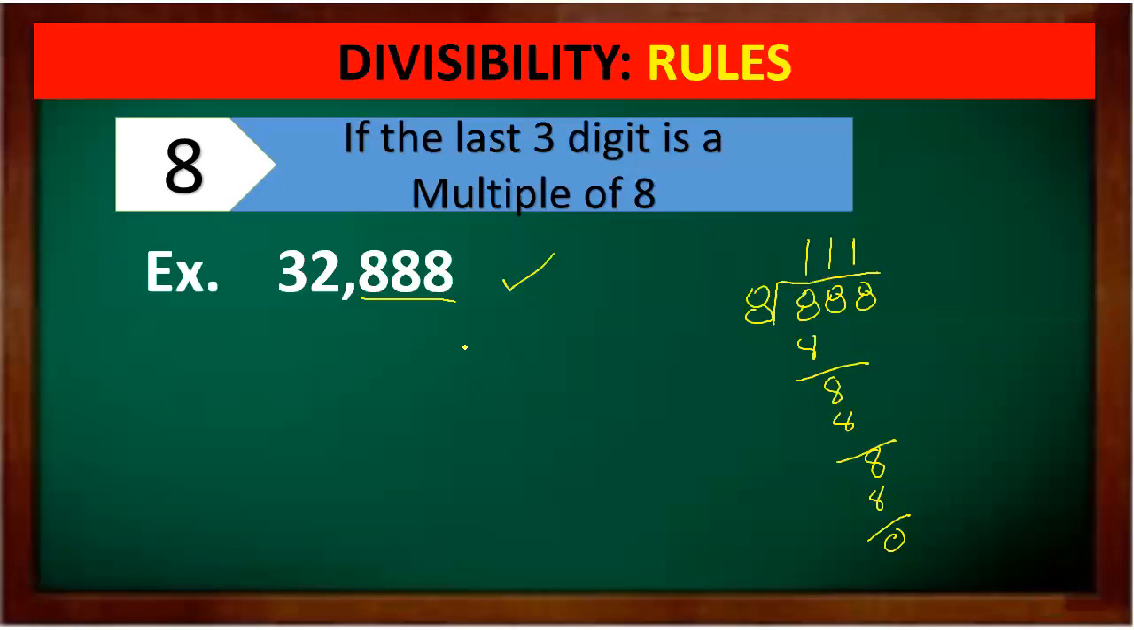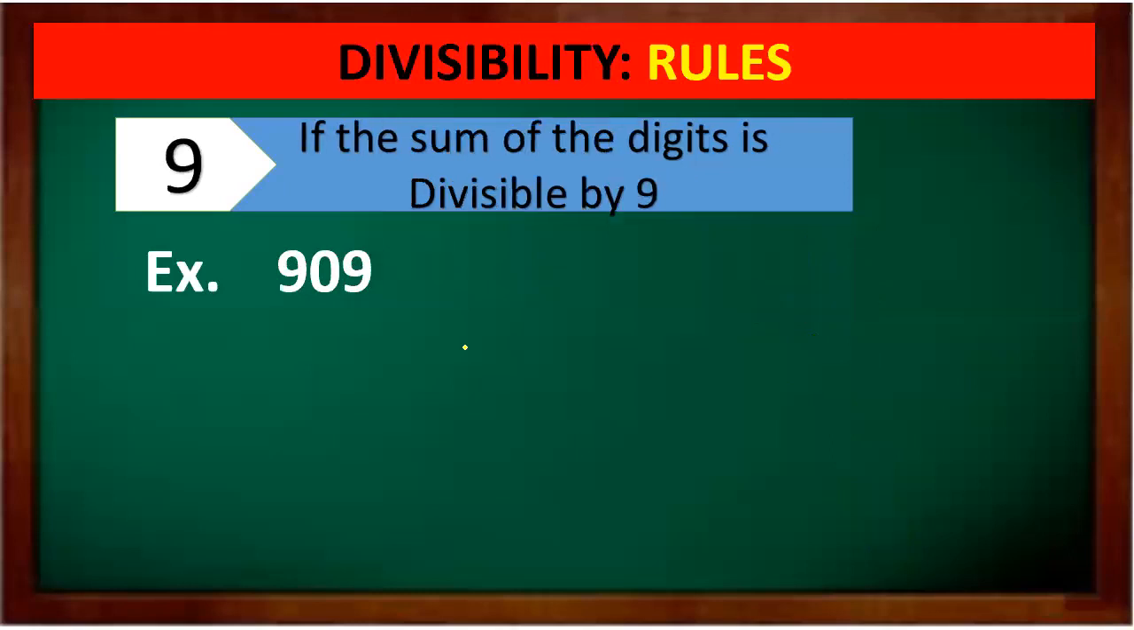Now, let's proceed with number 9. The rule for number 9, para malaman mo kung divisible by 9 siya, if the sum of the digits is also divisible by 9. Okay? So, similar siya with the rule of 3, di ba? Ang rule of number 3, malalaman mo kung divisible siya by 3 if you add all the digits, okay? At ang sum niya ay divisible by 3. So, in this case, ang sum of all the digits is divisible by 9. So, kung divisible by 9 siya, therefore divisible by 9 yung number.